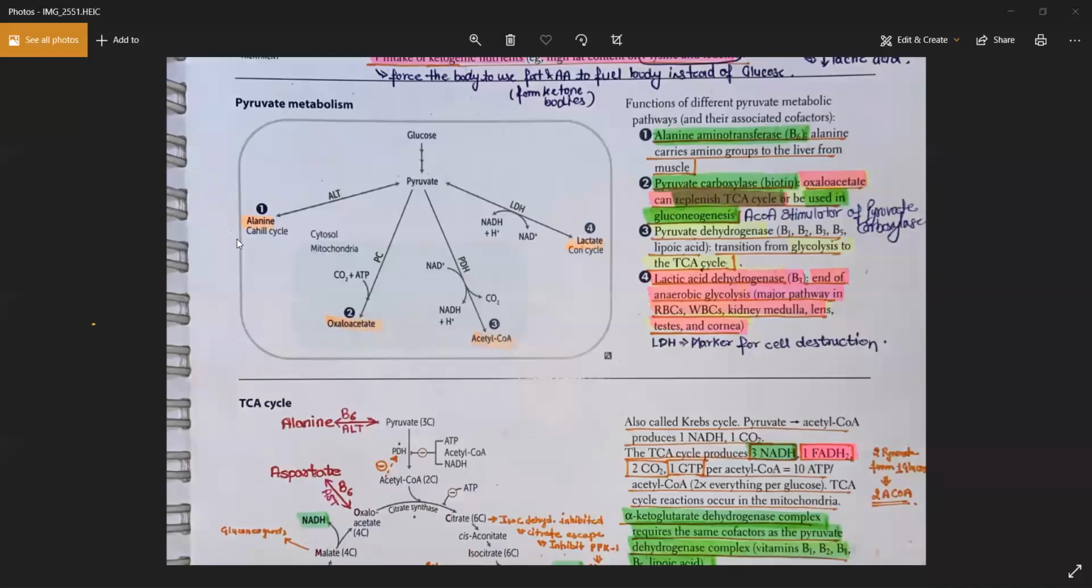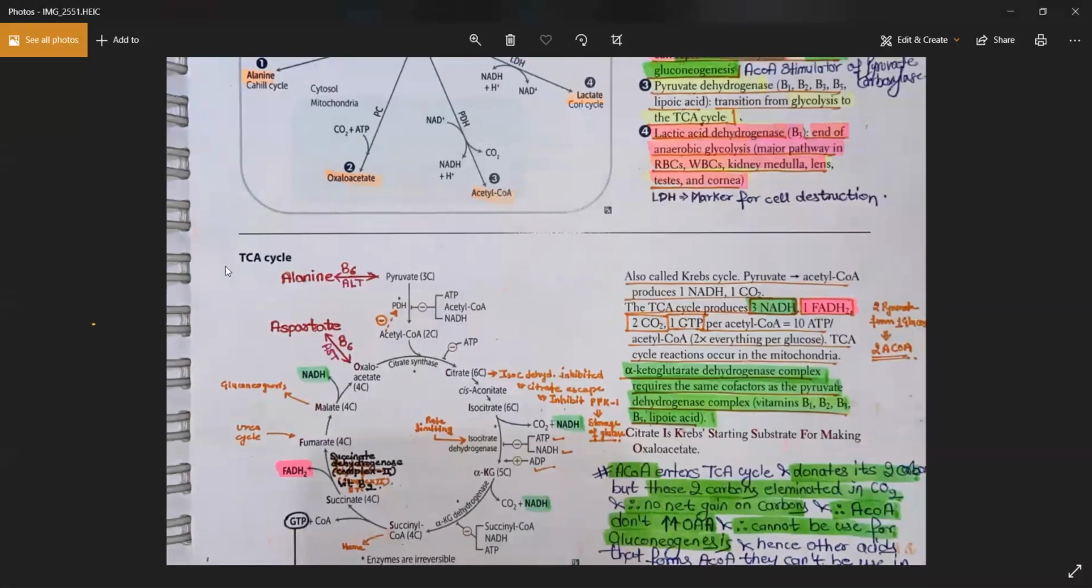Okay, the pyruvate metabolism we have discussed already: the alanine, the oxaloacetate, the acyl coenzyme, and the lactate. Now we're going to discuss this TCA cycle. Remember, I told you about this acyl coenzyme that it carries 2 carbon molecules with it, and one is lost in this CO2 and one is lost in this CO2. So there is no net gain or loss of carbon molecules whenever a TCA cycle runs.